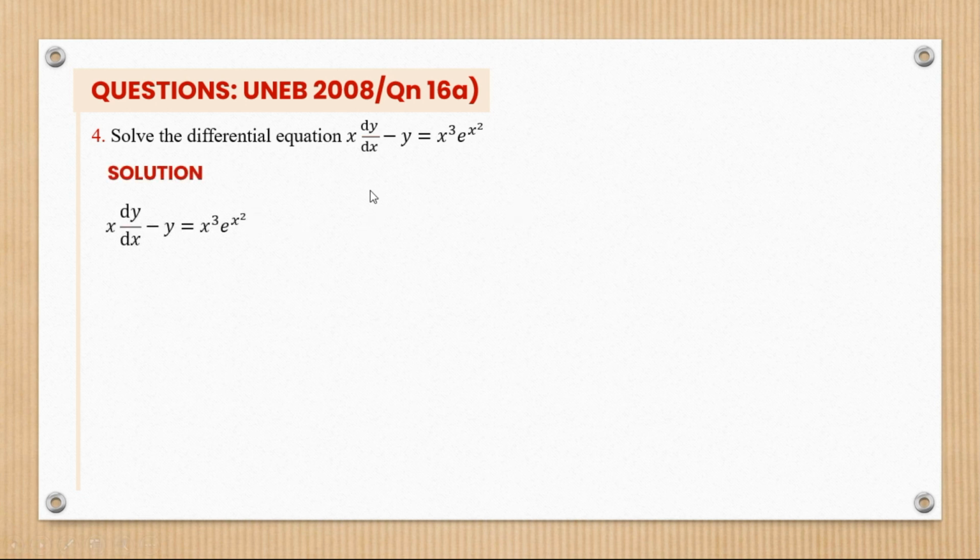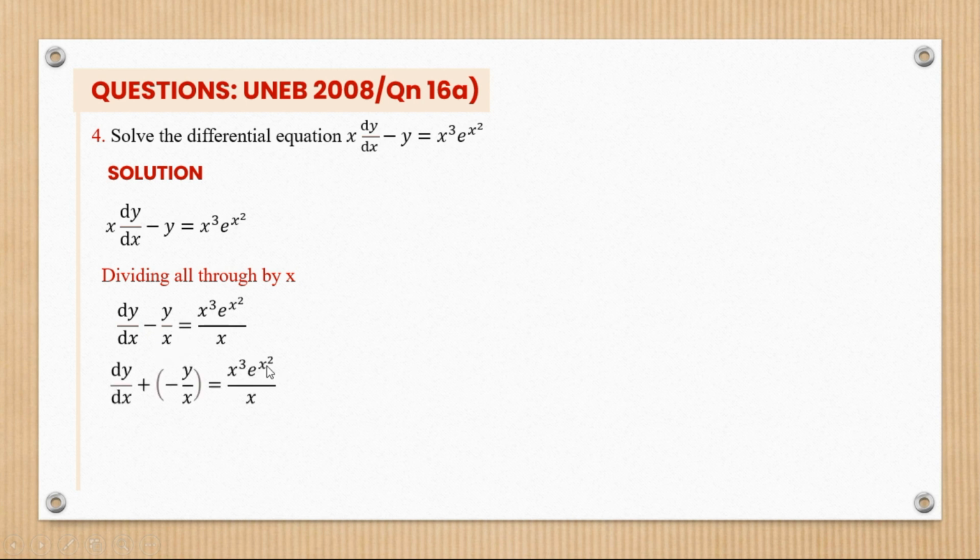Alright, so let's solve this, but now we can clearly see we need to eliminate the coefficient from dy/dx, so we have to divide all through by x. So when you do that, we'll have dy/dx minus y over x is equal to x cubed e to the x squared over x. But now from our rules of linear differential equations, this must actually be a plus. So this can be arranged this way: dy/dx plus, in brackets, negative y over x being equal to x cubed e to the x squared over x. So that simply means that our value of p is negative 1 over x.